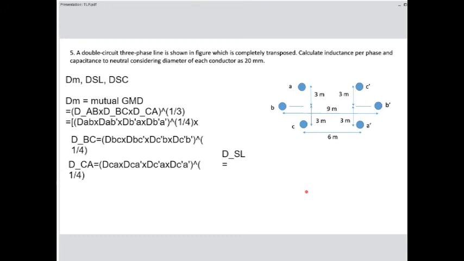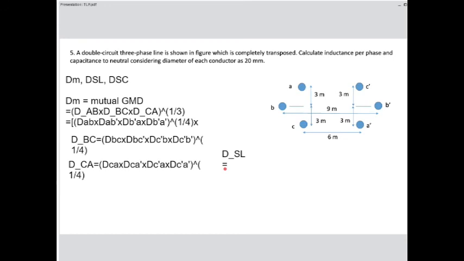Okay. So mutual GMD is the distances that are there between all the three phases. It's three phases A, B, and C. So we have to take the distances between A and B, B and C, C and A. All the three distances DAB, DBC, DCA. So how many distances we have? We have three distances, we multiply them, we take corresponding root. So the power is 1 over 3. Done. Now what is DAB?